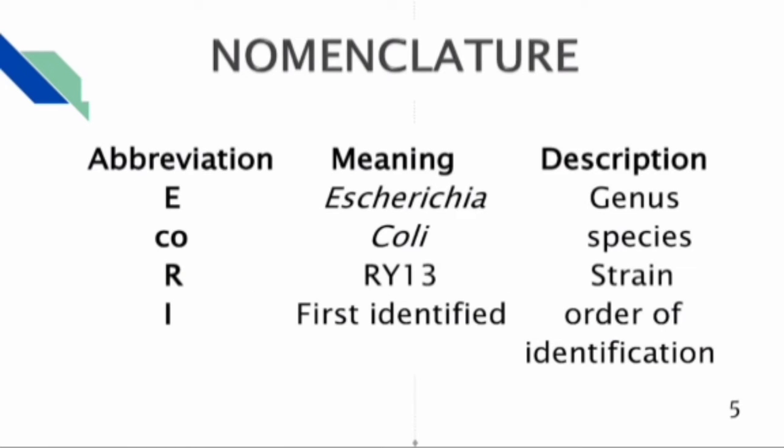E means genus and it means Escherichia, and co means coli and it refers to species, and RY13 refers to strain, and 1 means it was the first one identified, and it shows the order of the identification.